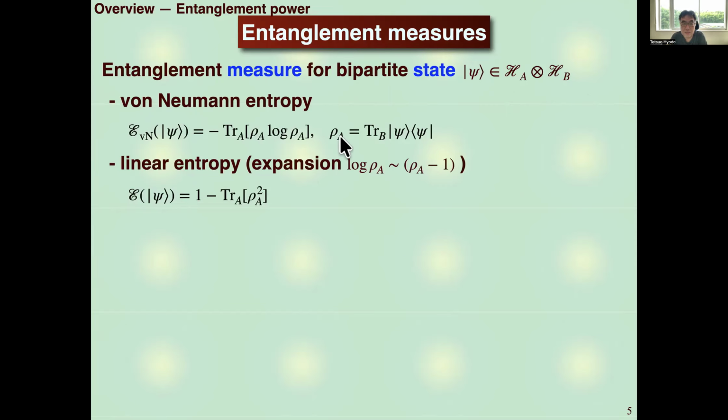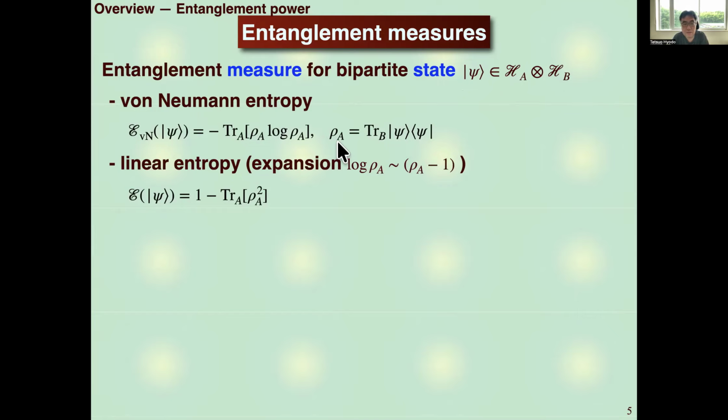In both cases, we first construct the so-called reduced density matrix rho A, which is given by tracing over the original density matrix of some state that you are interested in, tracing over one of the components, namely in this case, tracing over a particle B. Then you obtain the density matrix acting on the subspace of particle A. This is called rho A, or the reduced density matrix.